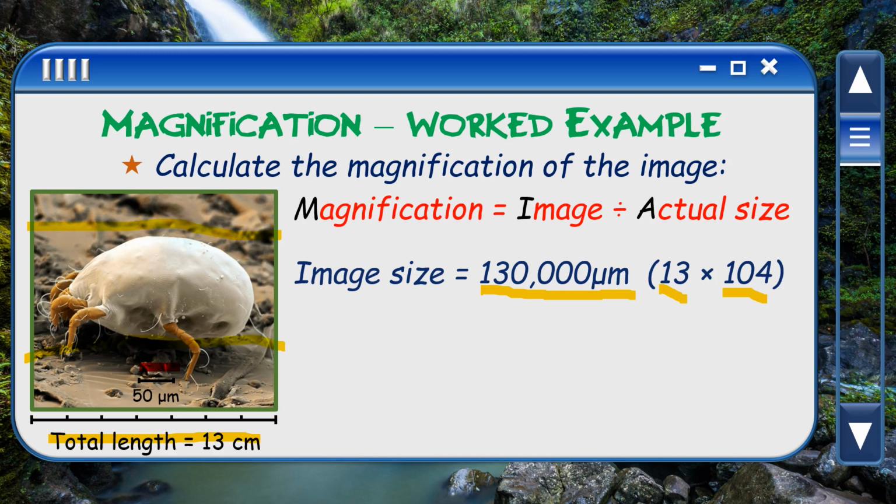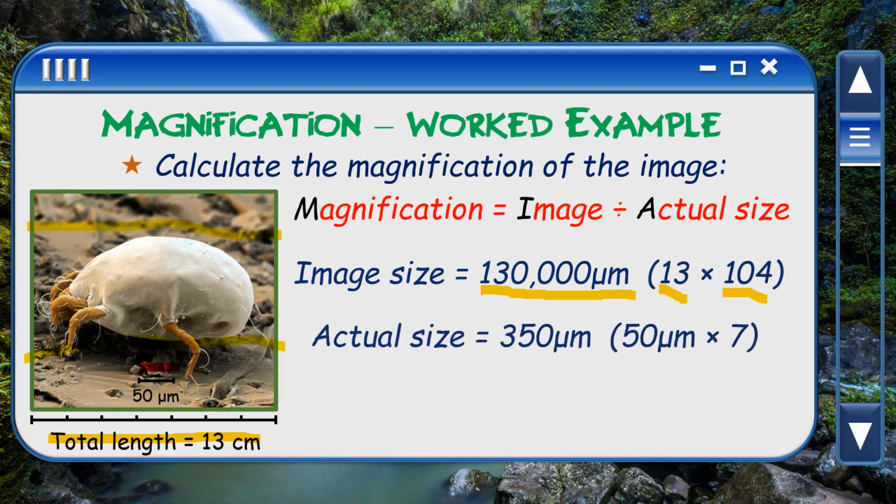That is going to be our image size. Then after getting our image size, we need the actual size. Now the actual size, we are going to get 50 micrometers multiplied by 7. And this one will give us 350 micrometers.